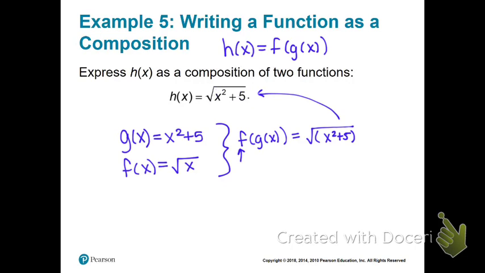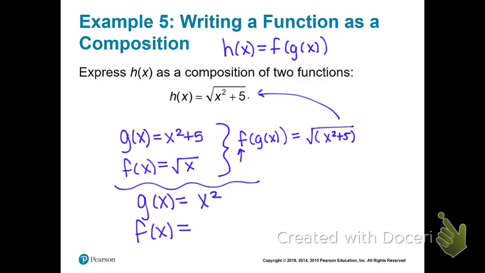So what if I said, I think g of x should be just the x squared? It can be. If I do that, then remember, f of x, I'm going to plug x squared in, so that means that's where x was to begin with, so just replace it with an x, and what's left? The square root of x plus 5.